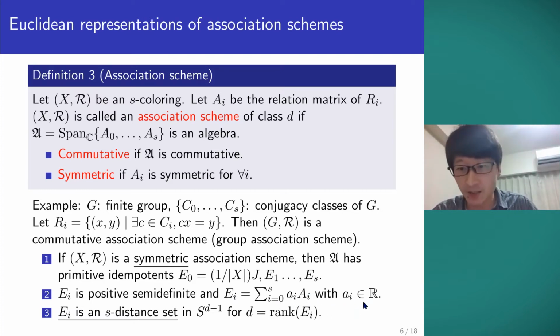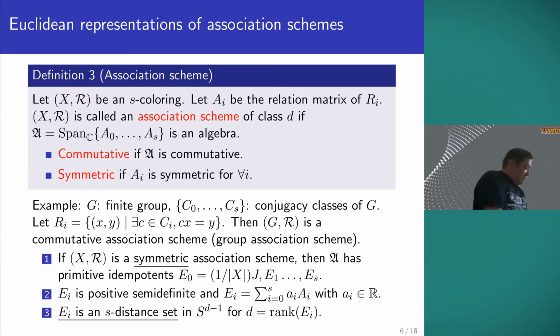And now the a_i are real. So E_i gives an S-distance set on the unit sphere because A_0 is the identity matrix, and the diagonal entries are the same, on the unit sphere where the dimension d is the rank of E_i. So from a symmetric association scheme, we can construct lots of S-distance sets.